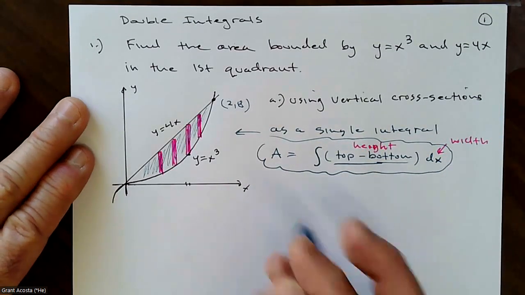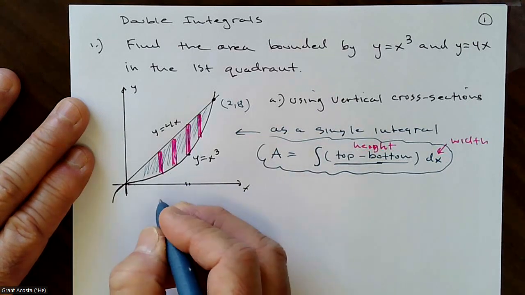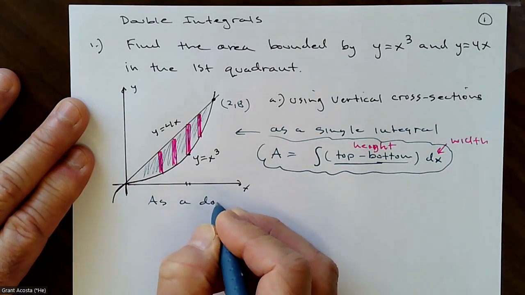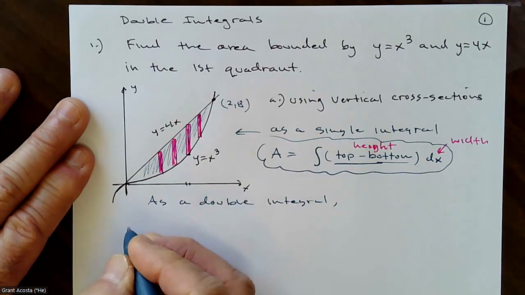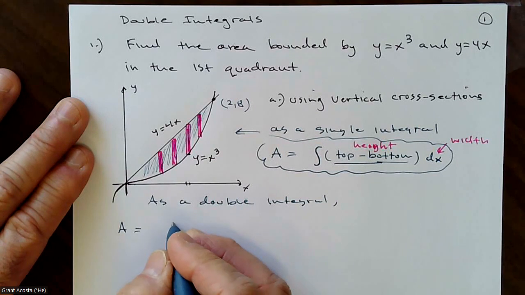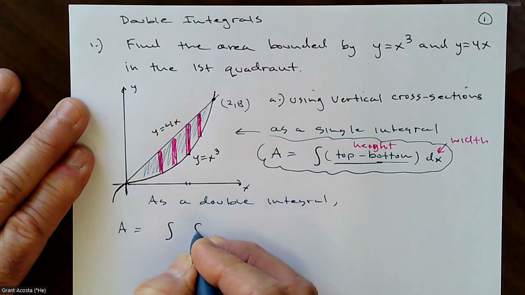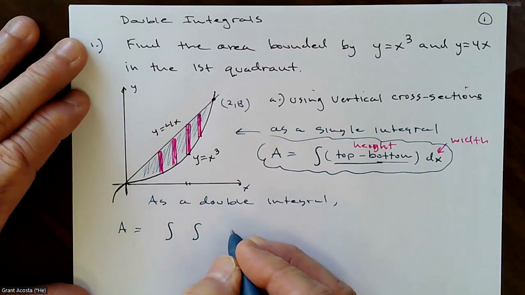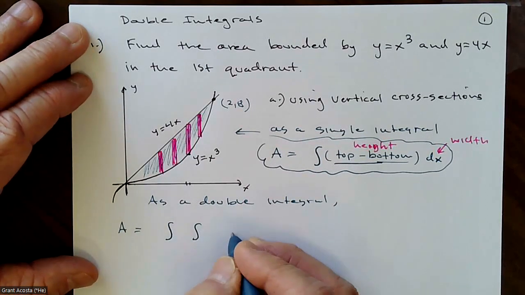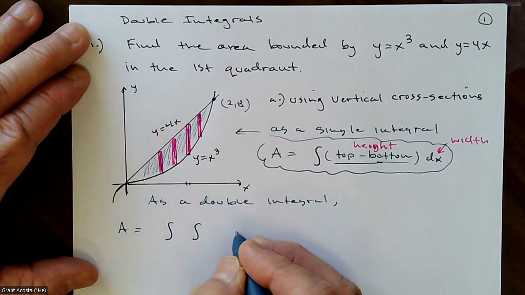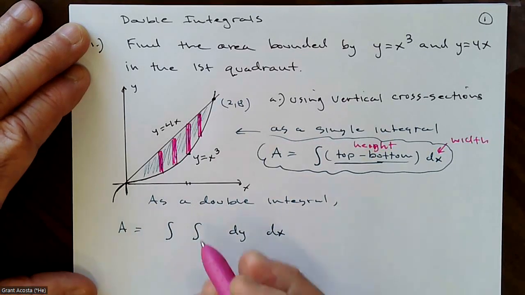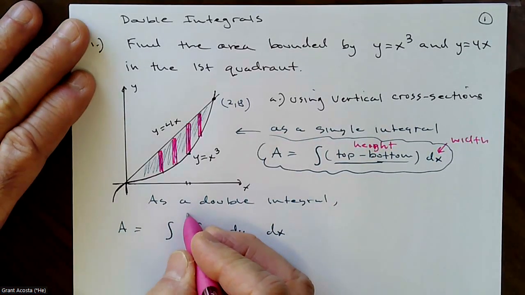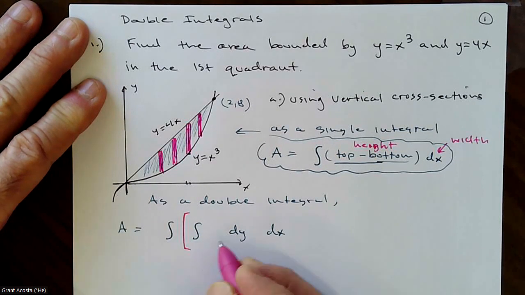So how it changes now, it's not that much different. As a double integral, we can express the same area. Here's how it looks. So we're going to have two integrals. And if we're doing area, we're not going to have anything here. We're just going to have, and if it's vertical cross sections, vertical rectangles, we're going to go dy dx. And the way it works is there's sort of, we don't usually put this, but there's an invisible set of brackets here.